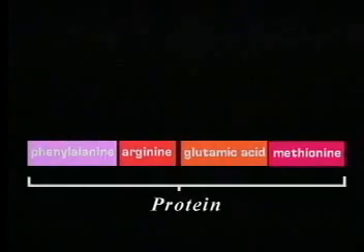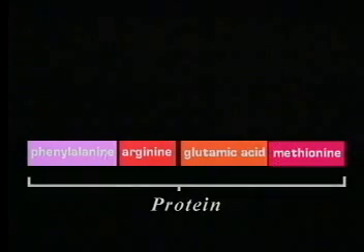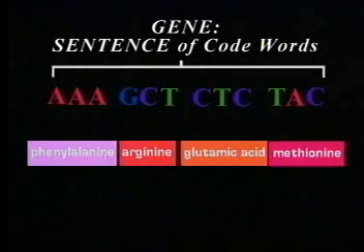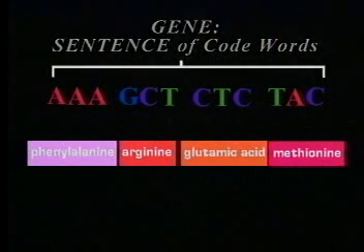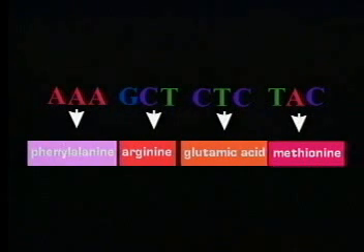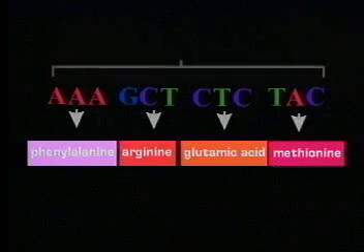A protein made from these amino acids could have a gene or sentence of code words like this written in one of the DNA strands. This sentence informs the cell that this particular protein is to be made using only these 4 amino acids in this exact order.